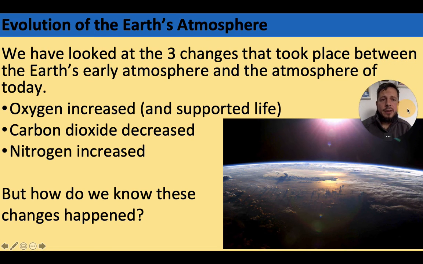Okay, so that completes the second objective, which is the evolution of the atmosphere. The third objective is looking for evidence for this change. So we've already looked at the 3 changes that took place between the Earth's early atmosphere and the atmosphere today. We've seen that oxygen increases, carbon dioxide decreases, nitrogen increases, but how do we know that these changes happen?